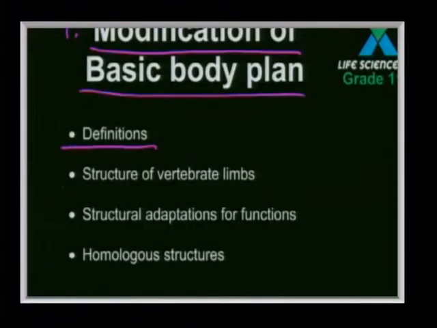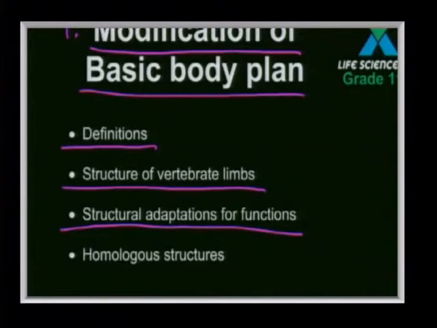We're going to look at the structure of the vertebrate limb. We're going to see how these limbs are adapted for their function, and then basically look at homologous structures, and specifically looking at homologous structures as evidence for evolution.